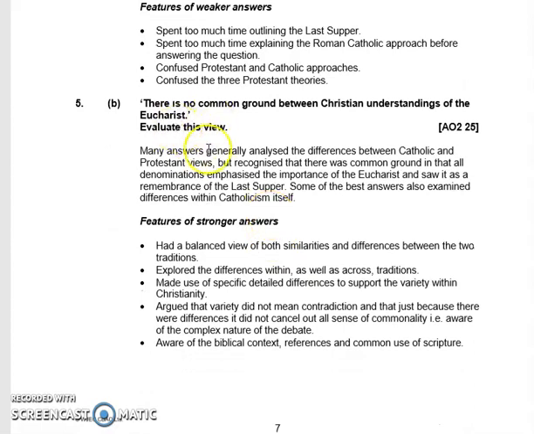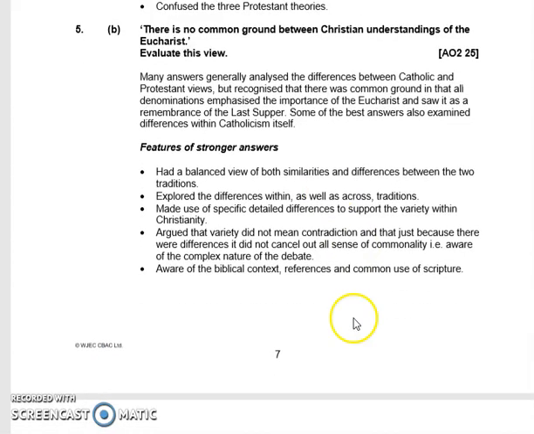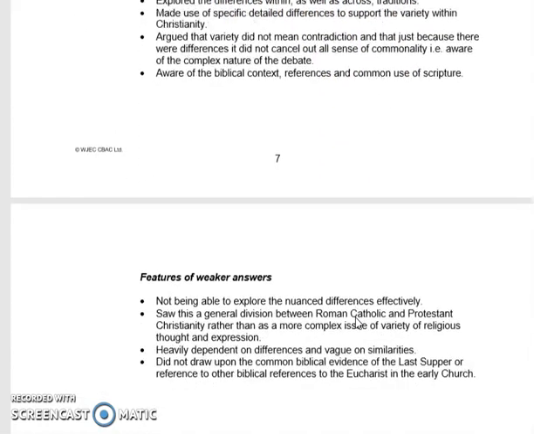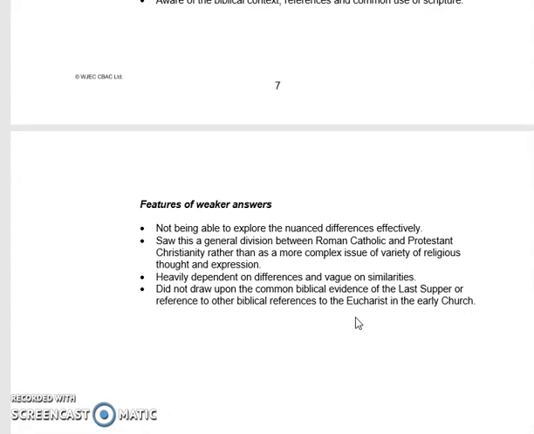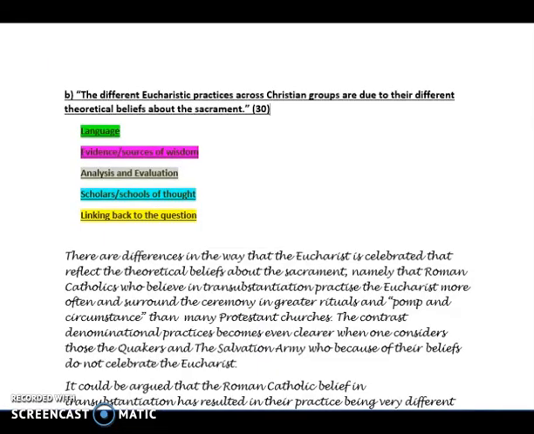Part B is that there is no common ground between the way that Christians celebrate the Eucharist. That's an interesting one: explain differences within as well as across traditions. But weaker answers, again, it's often about subject knowledge or not answering the question. This is my suggested answer for a question, so it's a Part B, asking how different practices reflect different beliefs. It should say, evaluate this statement here.